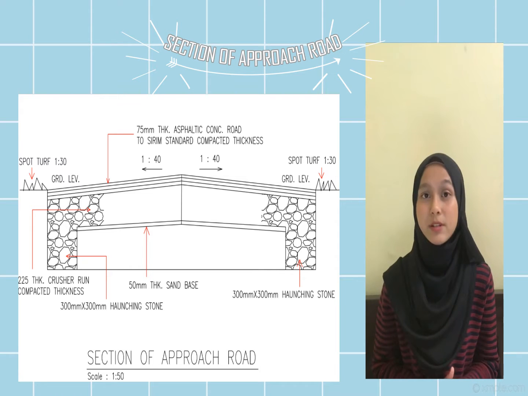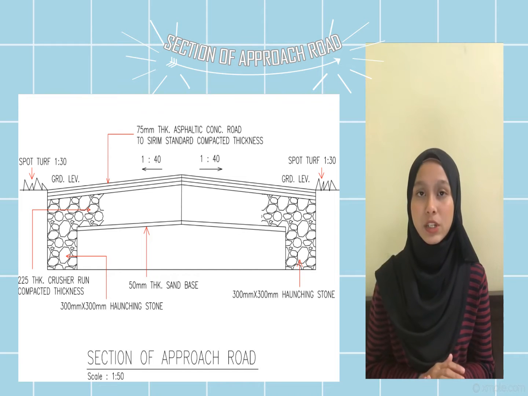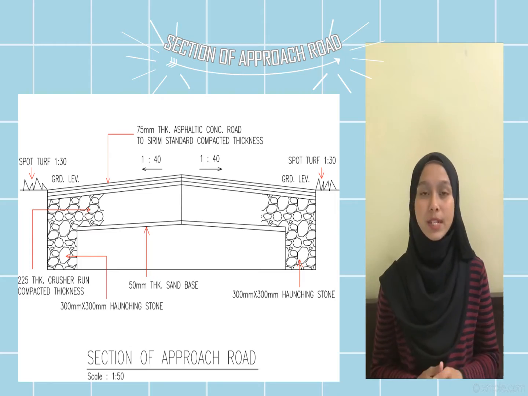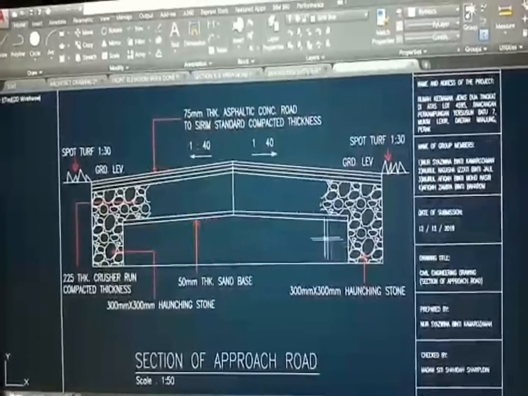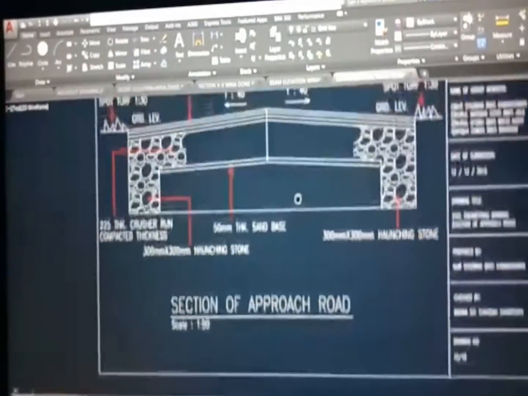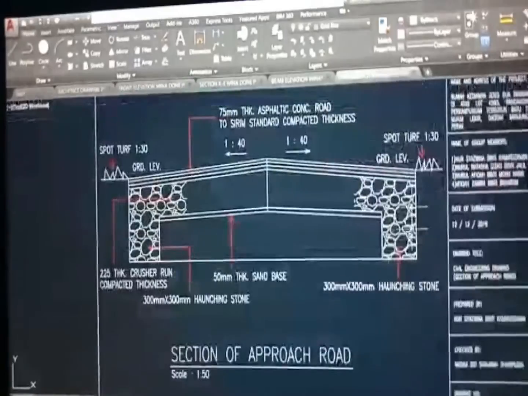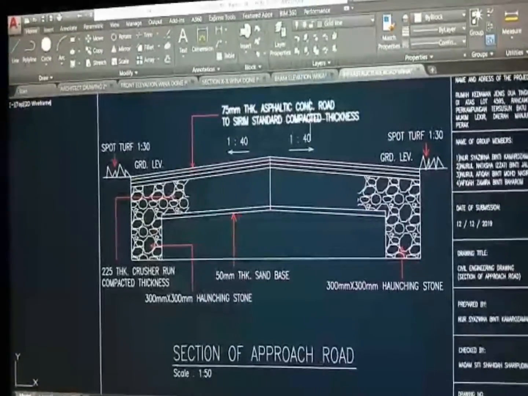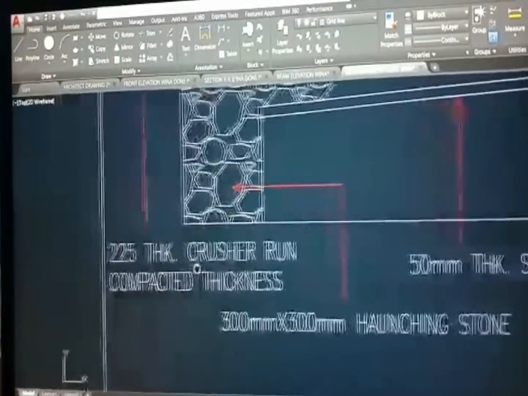This drawing contains some features of the approach road, such as the spot turf, hatching stone, and the type of concrete, also the material used in the road. For the infrastructure drawing, I chose the section of the approach road. In this drawing, we have hatching stone, sand base, spot turf, asphaltic concrete road to sealing standard compacted thickness, and the crusher run compacted thickness.